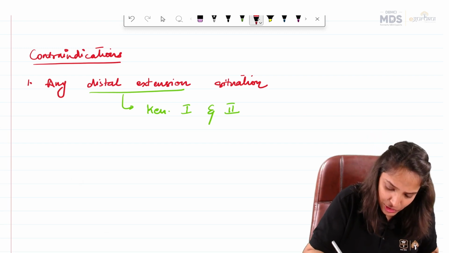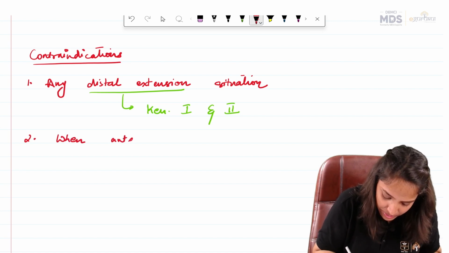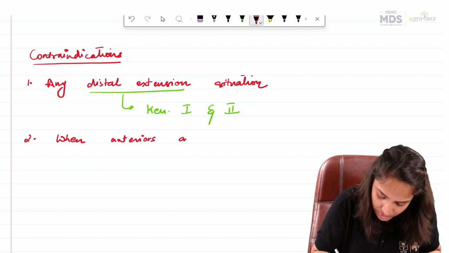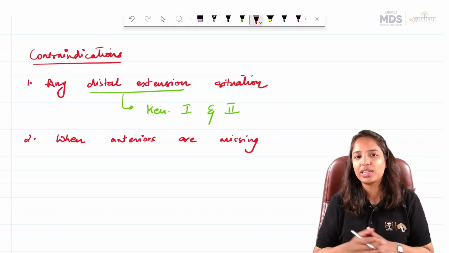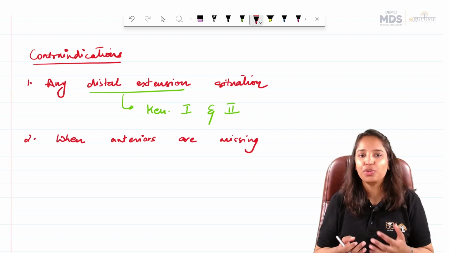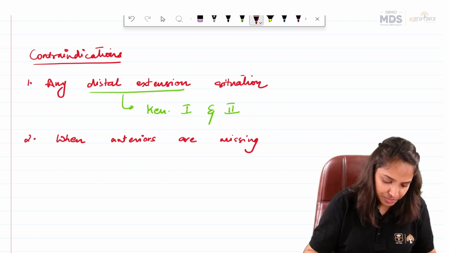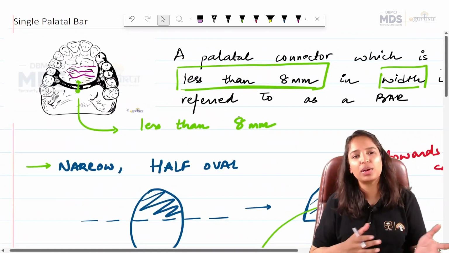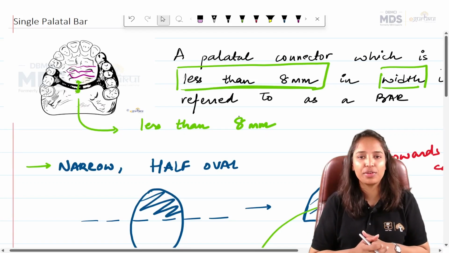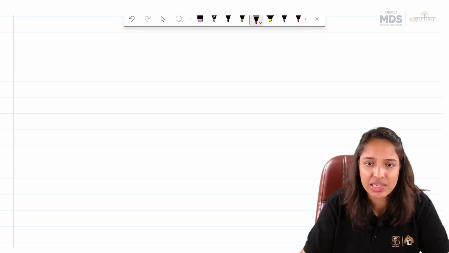Second contraindication is when anteriors are missing. So since utilization of a single palatal bar anterior to second premolar is not possible, then you cannot utilize it for replacing your missing anterior teeth. So as we have looked in the image over here, it can be utilized to replace 1 to 2 missing teeth on either side of your arch. Now let us look at some of the disadvantages of a single palatal bar.